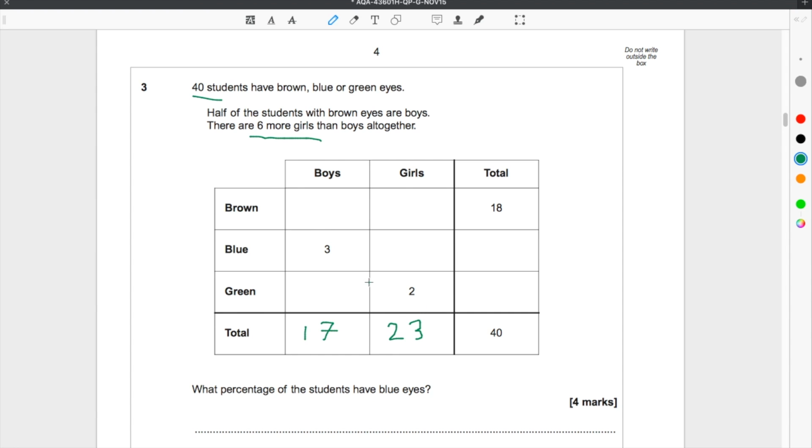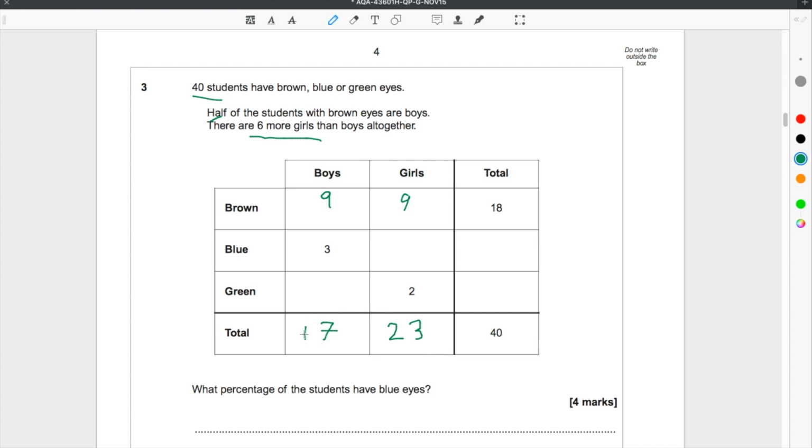And now what we can do is go on to fill the table using this information, because half of the students with brown eyes are boys, and the total number of students with brown eyes here is shown to be 18. Well, if half of the students with brown eyes are boys, then half are girls. So 9 are boys and 9 are girls, because the total is 18. And now we can easily fill out the table, okay?